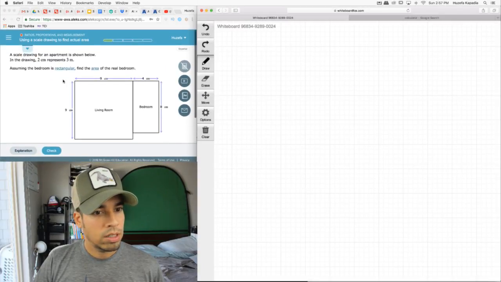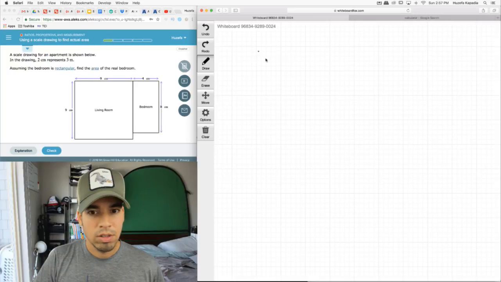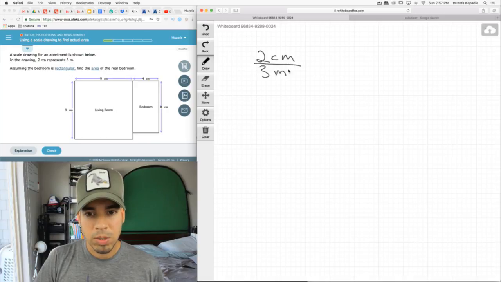Same deal, we want the area of the real bedroom. So here, again, 2 centimeters equals 3 meters. So we could even set up a proportion like this. We can say 2 centimeters is the same as 3 meters. And then I'm going to convert 4 centimeters to X amount of meters.